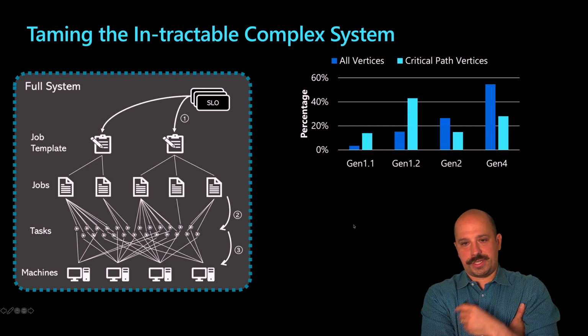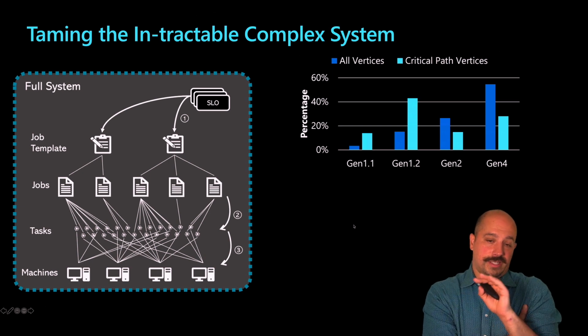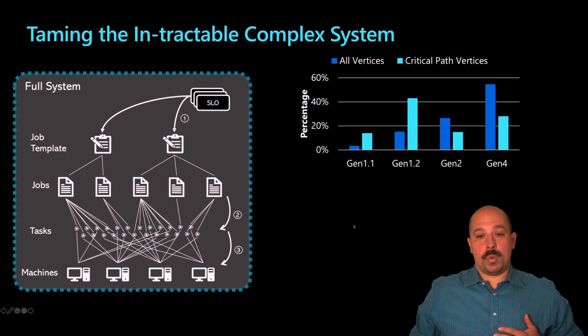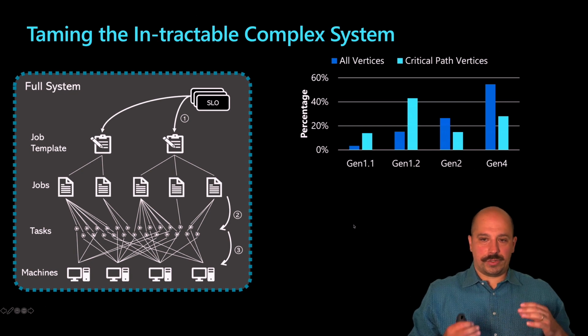Now, newer generation machines can run more containers, and we have more of those machines, but there are fewer critical path vertices. This is telling us that we don't have to focus on job level SLOs. We can go down to task level SLOs and just try to get tasks to go fast. And in particular, we can just look at machines and try to get machines to behave better.